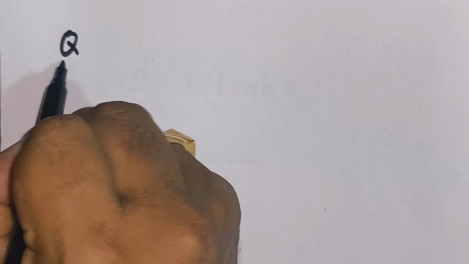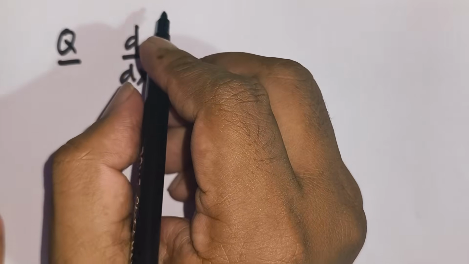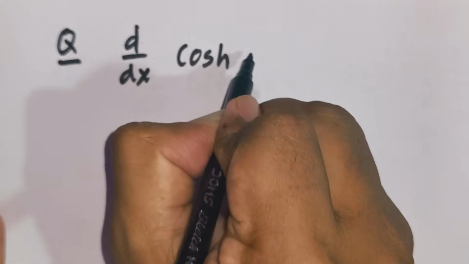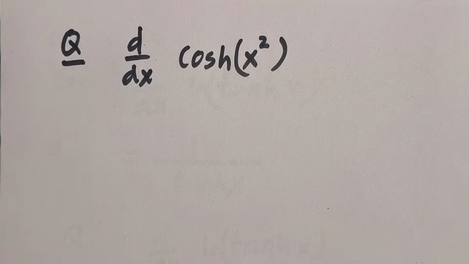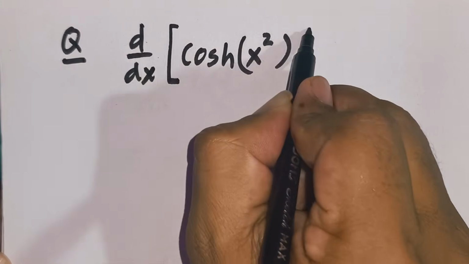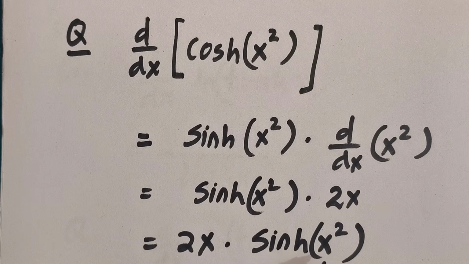Next, let's find the derivative of hyperbolic cosine. Inside let it be x square. So this is simply 2x times hyperbolic sine x square.